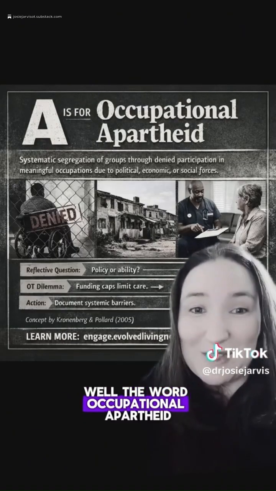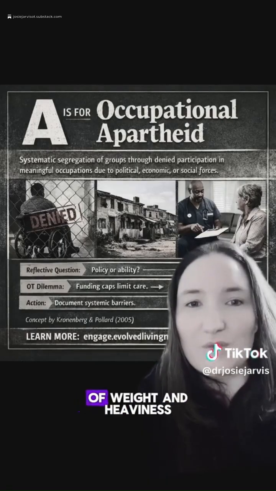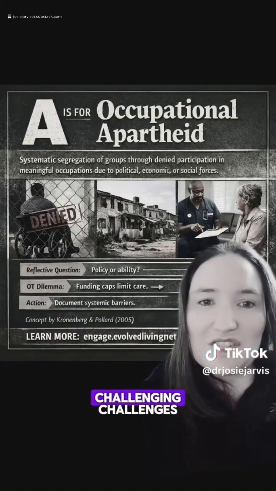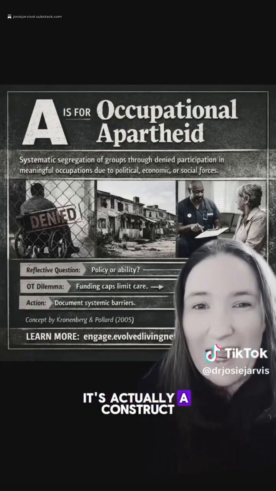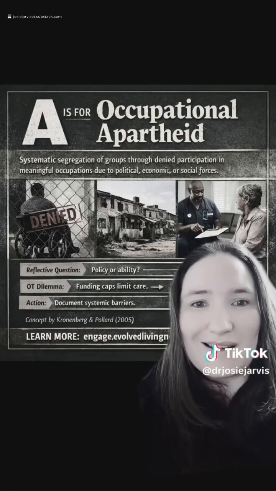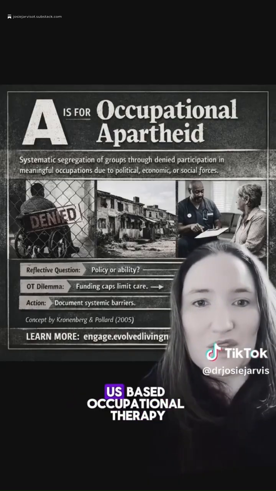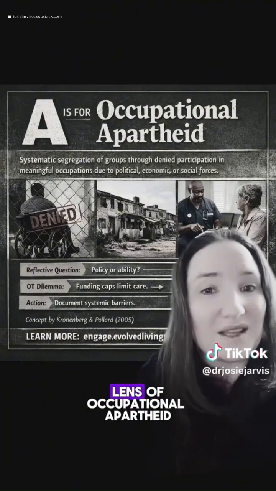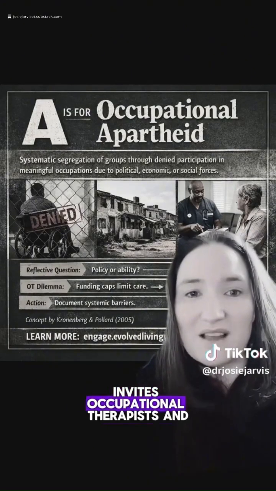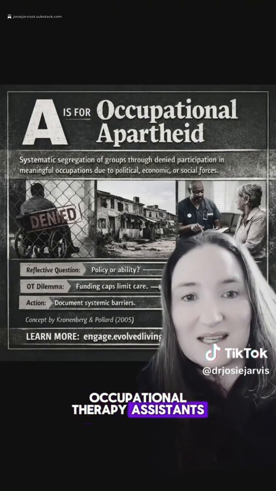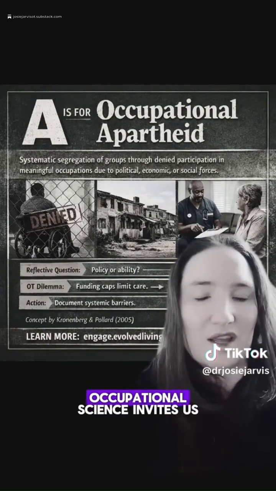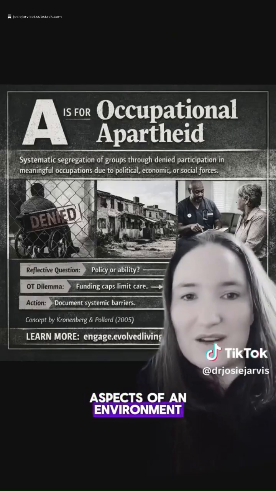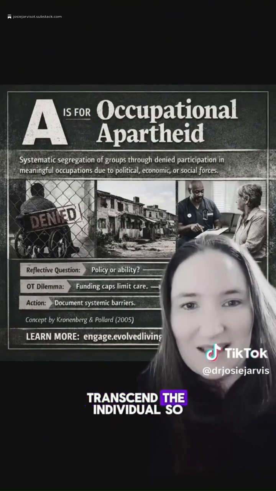The word occupational apartheid can carry a lot of weight and heaviness in regard to our historic context and contemporary social justice challenges. It's actually a construct that shows up very presently throughout most traditional US-based occupational therapy treatment contexts. Looking through the lens of occupational science invites us to see disabling aspects of an environment that transcend the individual.